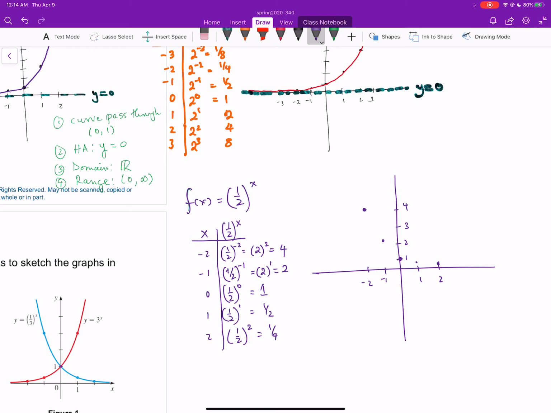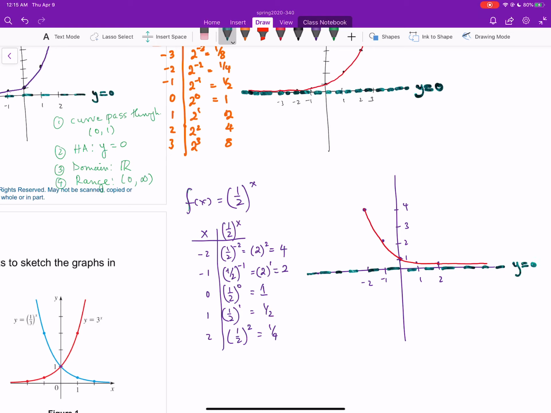So again, see what happened. The curve will pass through 1, keep going, and will never cross the y equal to 0 line. So we have a horizontal asymptote one more time, y equal to 0.